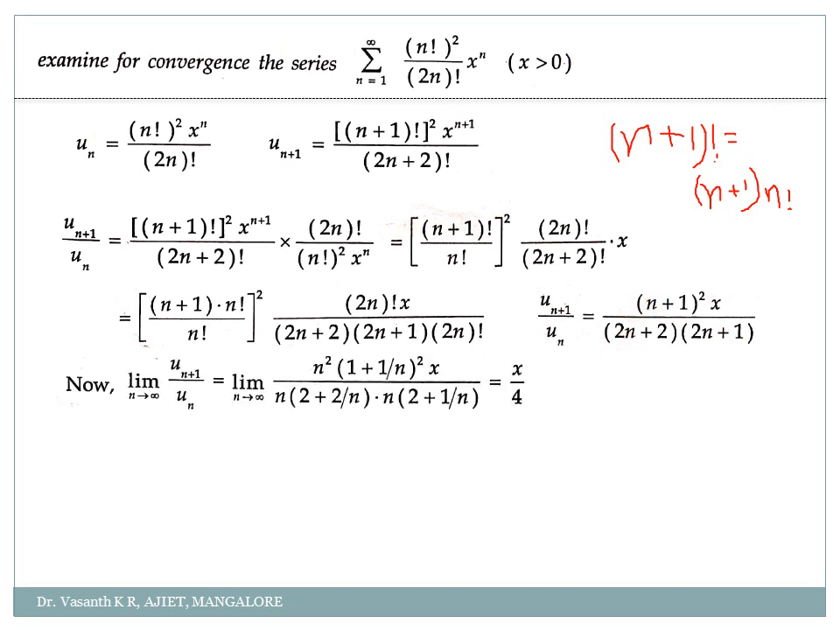Okay. Now here n factorial will get cancelled, 2n factorial will get cancelled. So we'll see what will remain. So n plus 1 the whole square into x divided by 2n plus 2 into 2n plus 1. Correct? Okay. Now what to do? Take n outside in the numerator and similarly take n outside in the denominator.